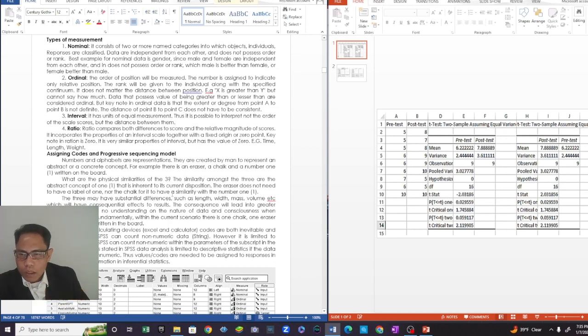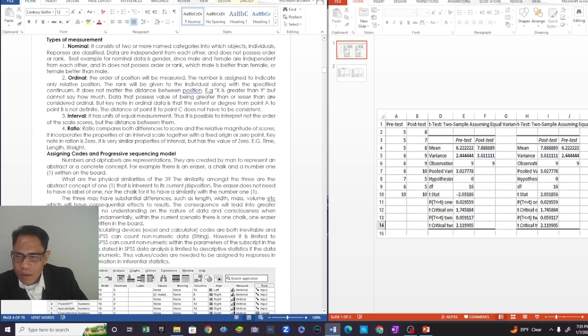Numbers and alphabets are representations. They are created by man to represent an abstract or a concrete concept. For example, there is an eraser, a chalk, and a number 1 written on the board. What are the physical similarities of the three? The similarities among the three are the abstract concept of 1 that is inherent to the current disposition.